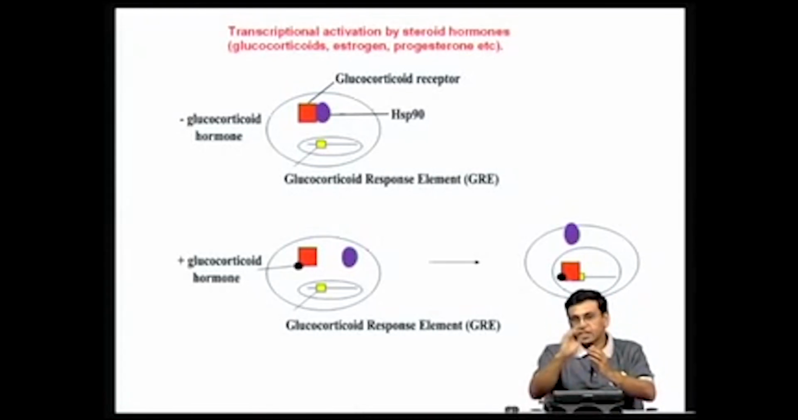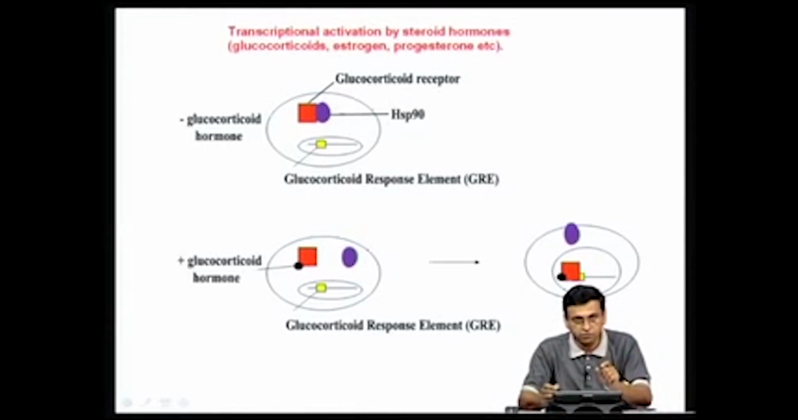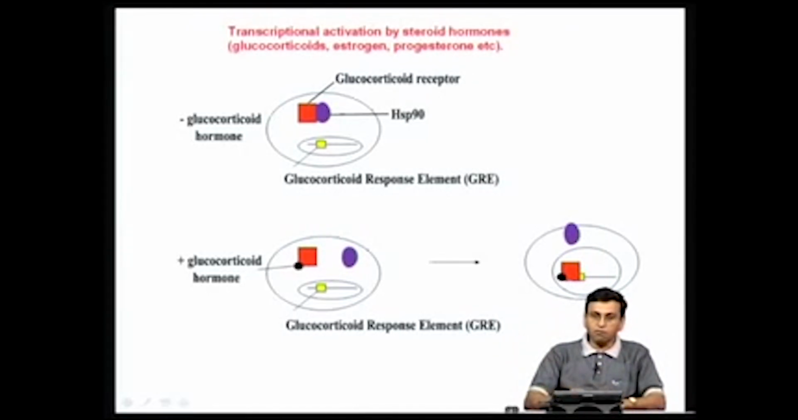But once the HSP90 dissociates, this nuclear localization signal now gets exposed, and as a result the receptor can now go inside the nucleus and bind to what are called glucocorticoid response elements, which are specific binding sites for this particular receptor, which are present in all the genes which are responsive to glucocorticoids. And therefore, now the receptor binds to these specific elements and then activates the transcription of all these genes.